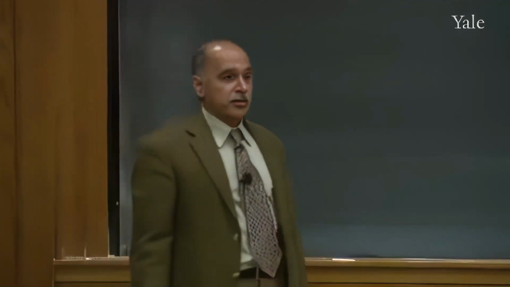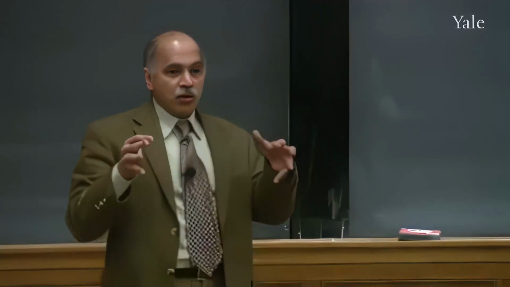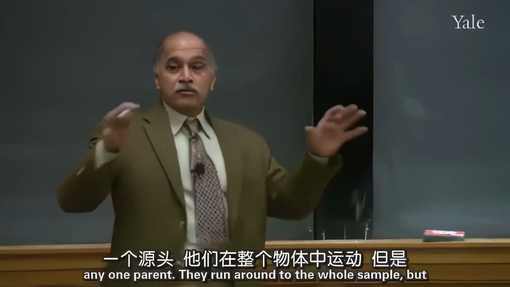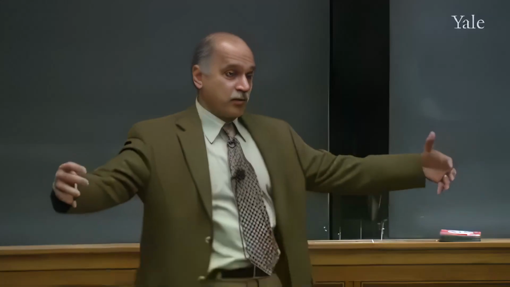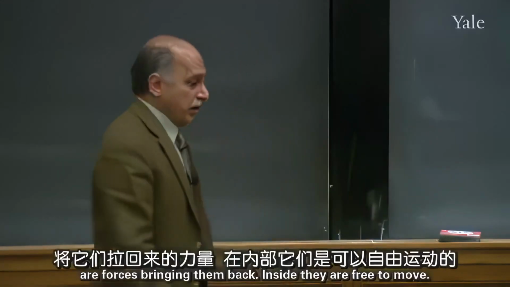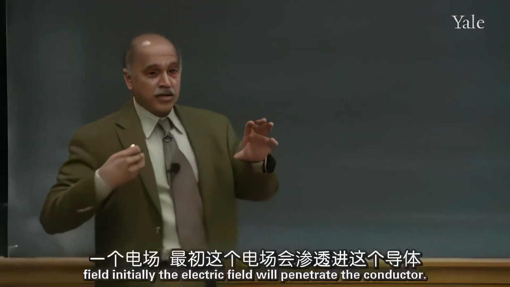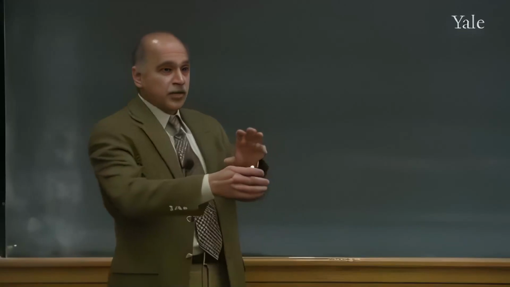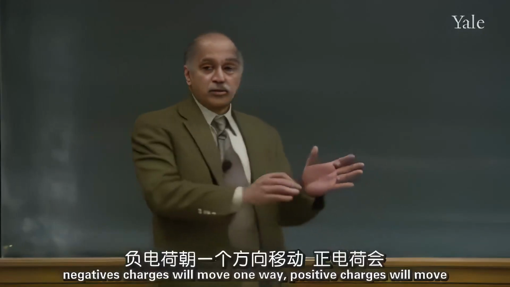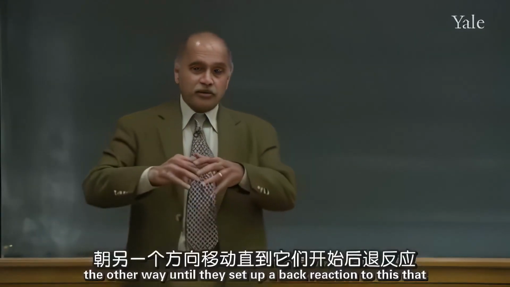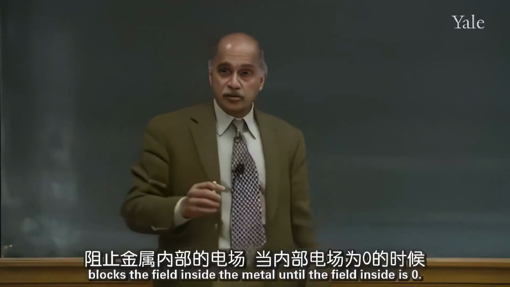Remember what I told you about a conductor? A conductor is one in which the electrons do not belong to any one parent. They run around the whole sample, but they cannot leave the metal. At the boundary of the metal, there are forces bringing them back. Inside, they're free to move. Therefore, if you take a conductor and you stick it into a field, initially the electric field will penetrate the conductor. The charges, because they're free to move, will move. Negative charges will move one way, positive charges will move the other way, until they set up a back reaction that blocks the field inside the metal, till the field inside is 0.